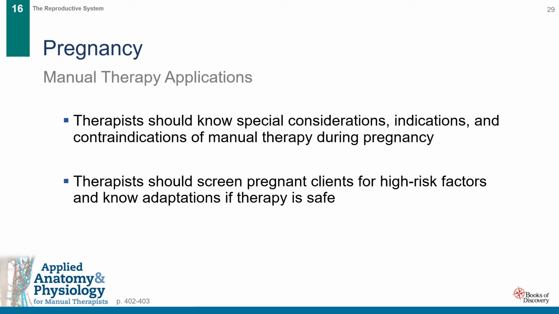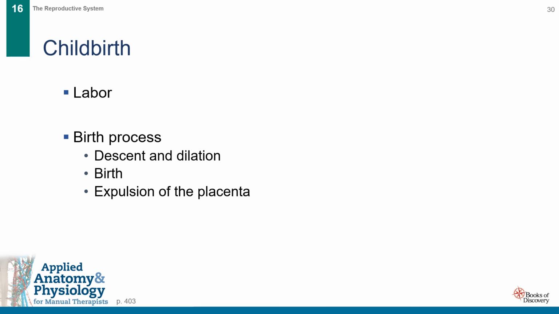In the second and third trimesters, the risk of blood clots in the lower extremities is high, so deep work, particularly over the medial aspect of the legs, should be avoided. Throughout the pregnancy, deep abdominal work and aggressive or heavy pressure over joints and tendons are contraindicated. Now let's consider childbirth.